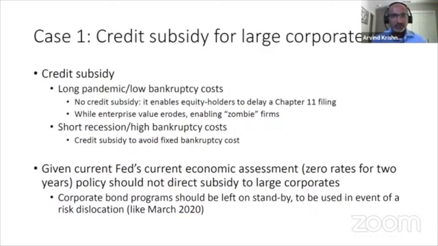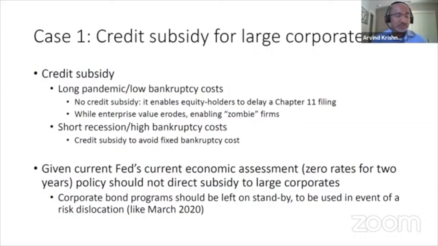So currently, the Fed's assessment is of a long road to recovery, and I'm inferring this in part because the Fed's decision to keep interest rates low for the next 2 years, which they have made clear in multiple announcements, is a statement that we're expecting low levels of activity for considerable periods. And if that's the case, then what seems like the relevant scenario is the first scenario of a long pandemic. And in that case, the right policy is really not to subsidize credit to large companies.